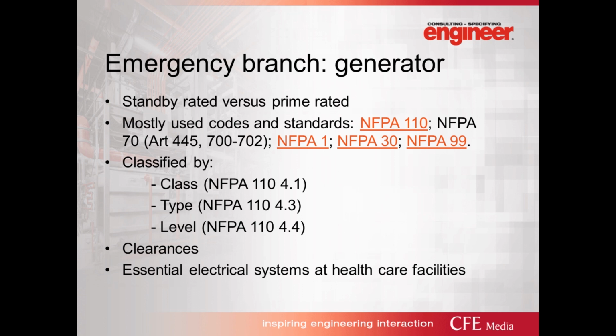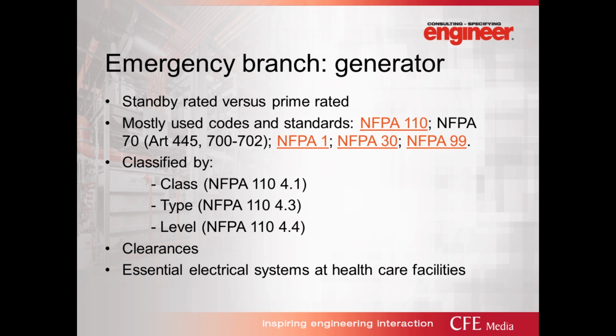NFPA 110 recognizes two levels for equipment installation, performance, and maintenance requirements. The level 1 application, those are the life safety illumination, public safety communication systems, fire pumps, ventilation equipment, basically where the loss of power can result in the loss of a human life. The level 2 applications include HVAC systems, sewage disposal, some industrial processes where the systems are less critical for human life. Typical working clearances around a generator are 5 feet. Some manufacturers allow 3 feet.